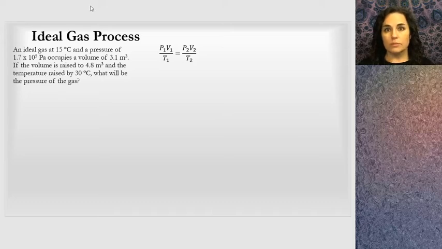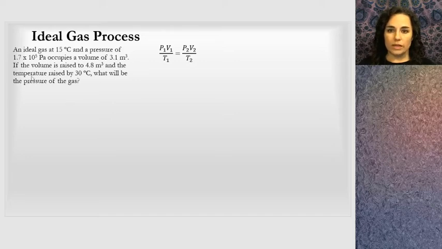I've selected a problem for us to use the combined gas law, which I've written here. An ideal gas, that lets me know I can use this equation, at 15 degrees Celsius and a pressure of 1.7 times 10 to the 5th pascals, occupies a volume of 3.1 meters cubed. If the volume is raised to 4.8 meters cubed and the temperature raised by 30 degrees Celsius, what is the pressure of the gas? What's the new pressure? Okay, so we have a lot of things going on.